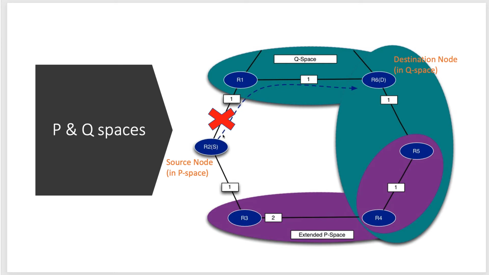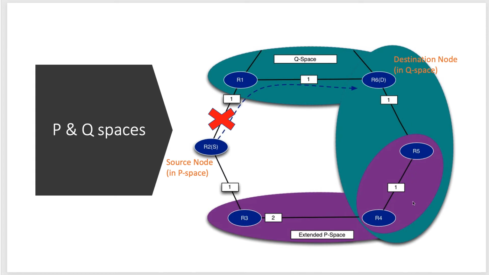R1, R5, and R4 are the routers that belong to the Q space, because they are not dependent on this protected link to reach the destination. They are direct neighbors, one hop away. So all these three routers, R1, R5, and R4, belong to the Q space, and our destination was already in the Q space. So this is simply our Q space.